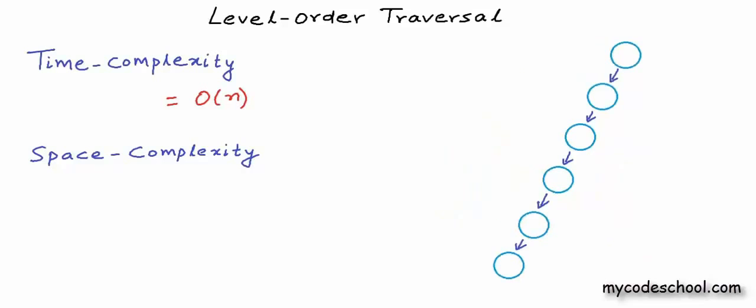For a tree like this where each node has only one child, we will have a maximum of one element in the queue at any time. During each visit, one node will be taken out from the queue and one node will be inserted. So the amount of extra memory taken will not depend upon the number of nodes. Space complexity will be big O of 1.